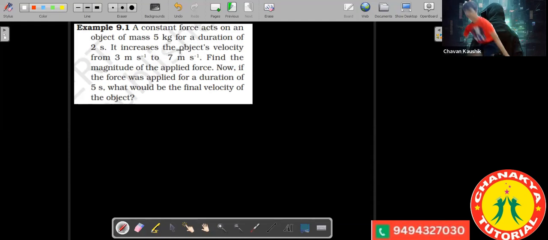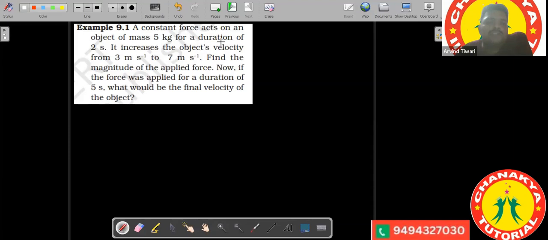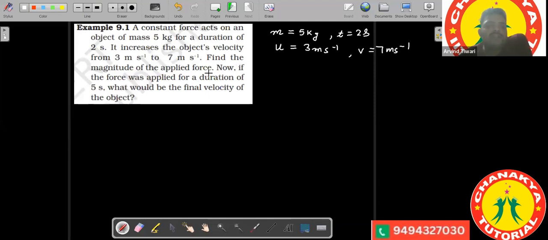Okay. So the question is, a constant force acts on an object of mass 5 kilogram. Here the mass is given as 5 kilogram, for a duration of 2 seconds. The time is 2 seconds. It increases the object's velocity from 3 meter per second to 7 meter per second. So the initial velocity is 3 meter per second and the final velocity is 7 meter per second. Find the magnitude of the force applied. You have to calculate the amount of force.